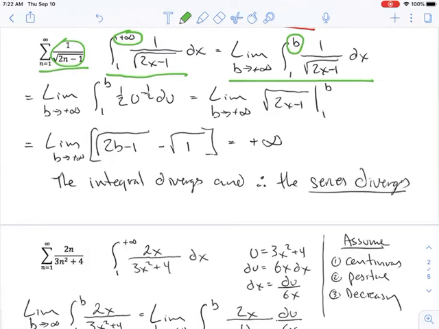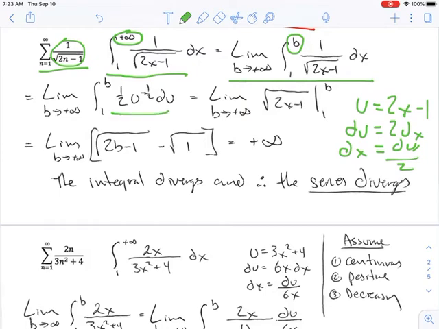So the limit as b approaches positive infinity from 1 to b of 1 over the square root of 2x minus 1. We're going to have to use some U-substitution here. And so basically, letting u be equal to 2x minus 1, du is equal to 2 dx, or dx is equal to du divided by 2. And so that's where all of this comes in. This is my du divided by 2. And then, of course, I'm taking the square root of 2x minus 1, bringing it upstairs and making it u to the negative 1/2 power.